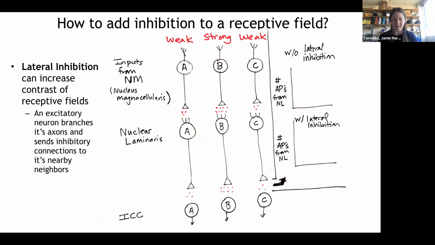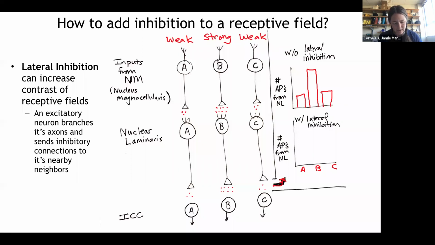Weak or strong excitation. And so out of the nucleus laminaris, in this graph, we can graph how many action potentials come out of those neurons. What we can see is that we have a weak signal coming out of A, a stronger signal coming out of B, and then a weak signal coming out of C. So this is just the number of action potentials that those neurons are firing.